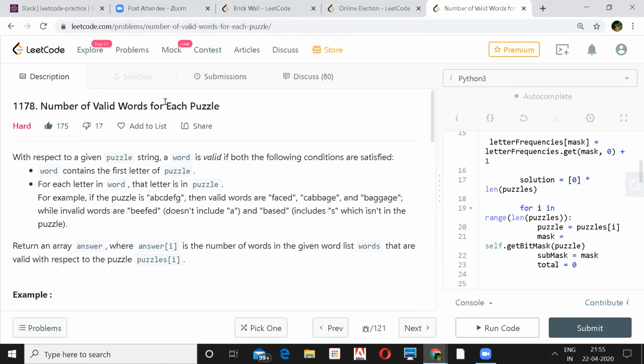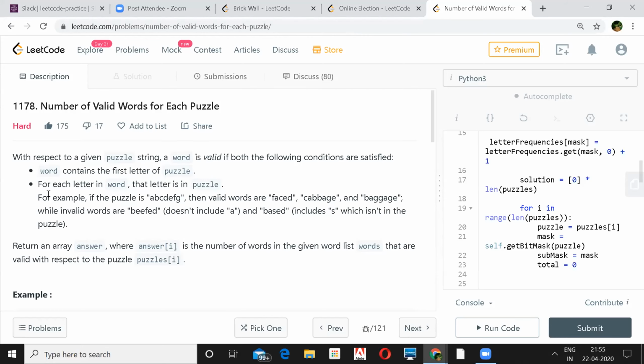Yeah, we can start with the third one: the number of valid words for each of the puzzles. So the word will be valid for a puzzle if these two conditions are satisfied. That is, the word contains the first letter of the puzzle, and for every letter in the word, the letter should be in the puzzle.